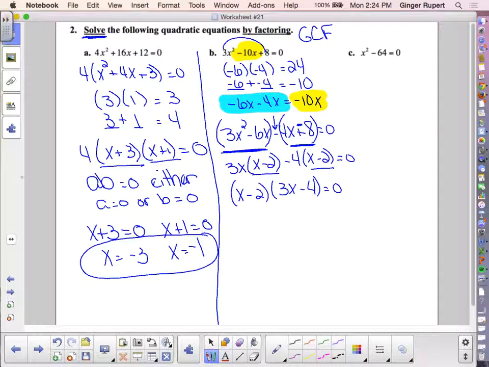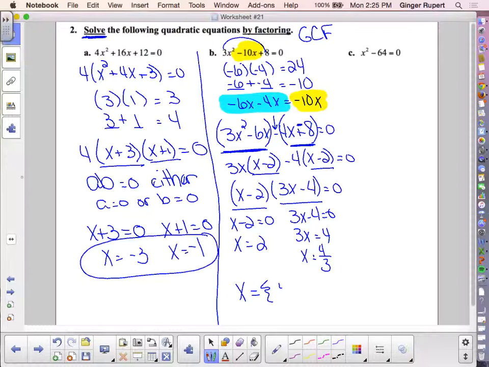Again, the zero product property, treat this as if it's A. So when will x minus 2 equal 0? When x is equal to 2. Treat this 3x minus 4 as B. When will 3x minus 4 equal 0? When x is equal to 4/3. So the solutions are x is equal to 4/3 and 2.